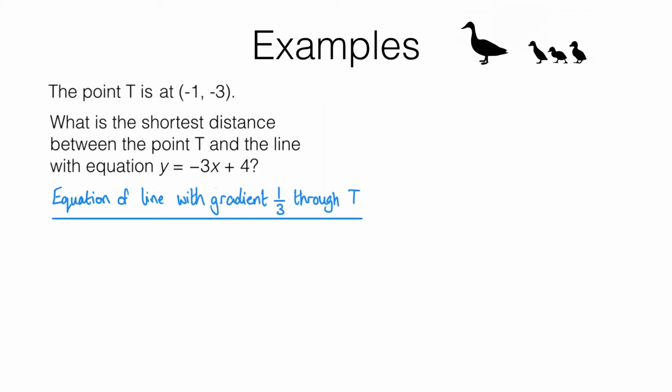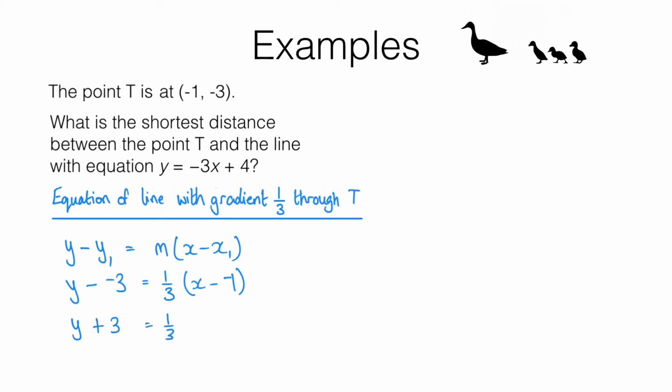There are a couple of ways you can do this, but I'm going to use the formula y - y1 = m(x - x1) using the information we've got. So we want y minus this y coordinate, so that's -3, equals the gradient we're looking for, which is 1/3, multiplied by x minus x1, which is -1. Simplifying a little bit, we get y + 3 = 1/3 (x + 1).